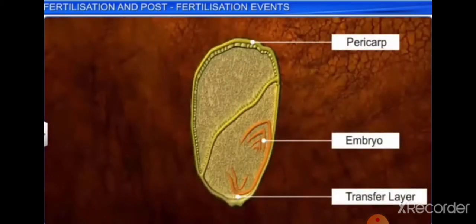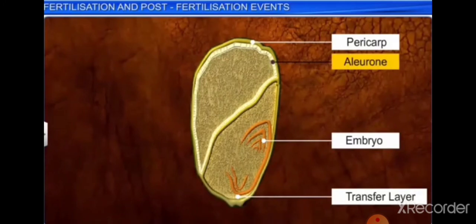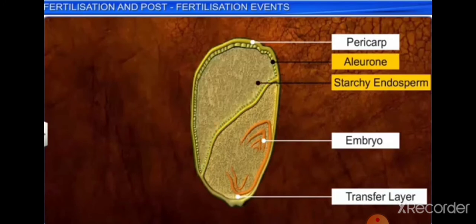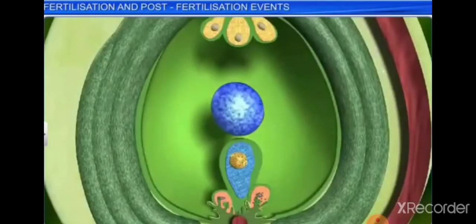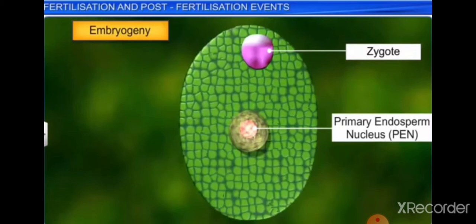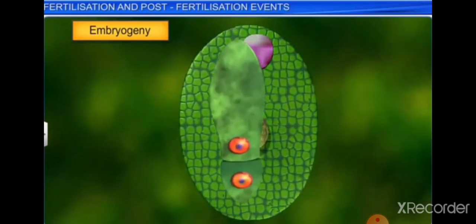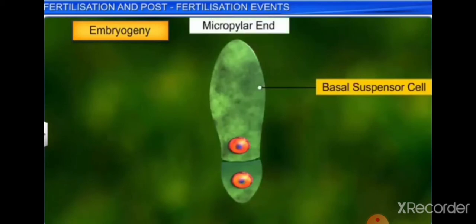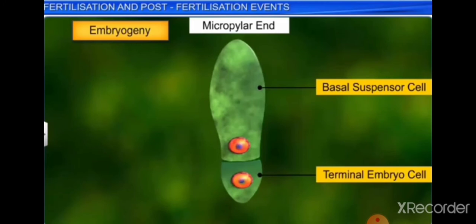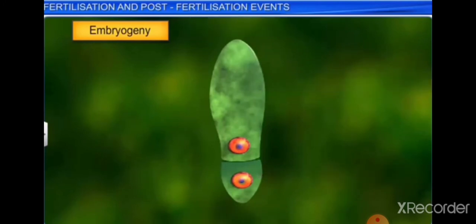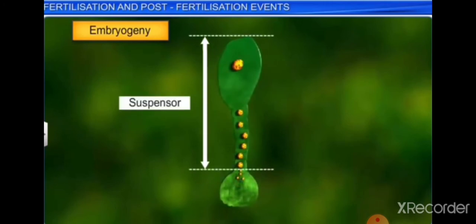In the case of cereals, the aleurone layer forms a part of the endosperm. It stores food as well as secretes the amylase enzyme for the digestion of the stored starch during the germination of the seed. Studies by botanists have revealed that during early embryogeny, the zygote divides into two cells: the basal suspensor cell towards the micropylar end and the terminal embryo cell towards the chalazal end. The basal suspensor cell further undergoes mitotic division to form 4 to 8 cells, which push the terminal embryo cell into the tissue of the endosperm to allow it to derive nourishment.